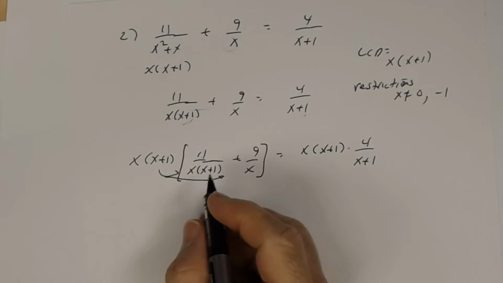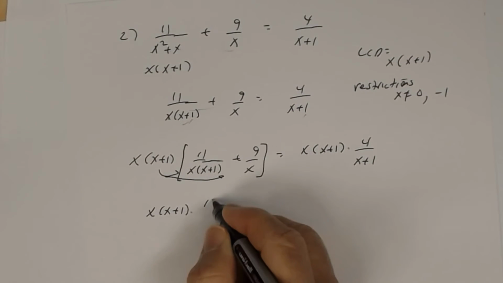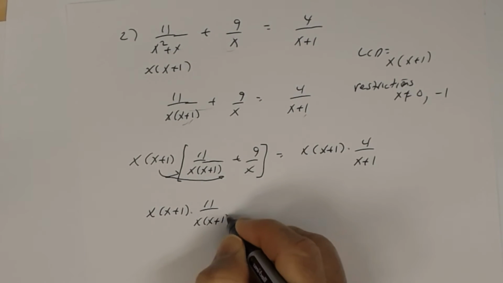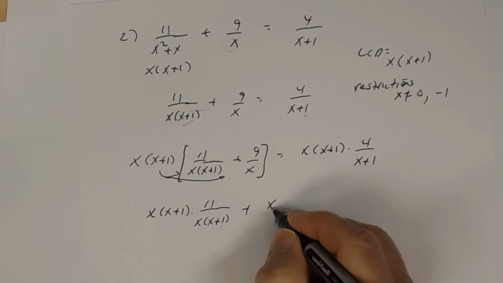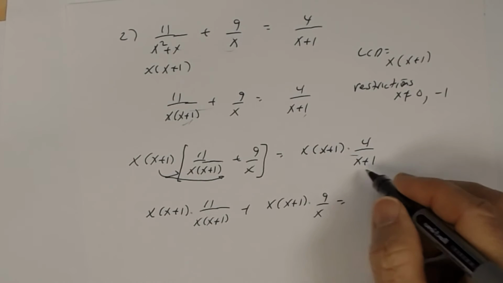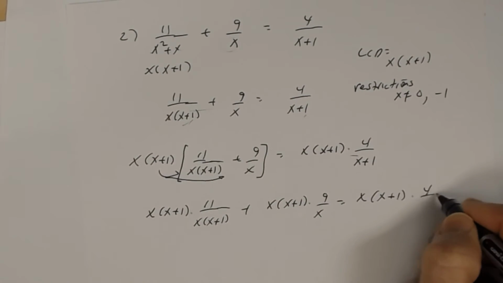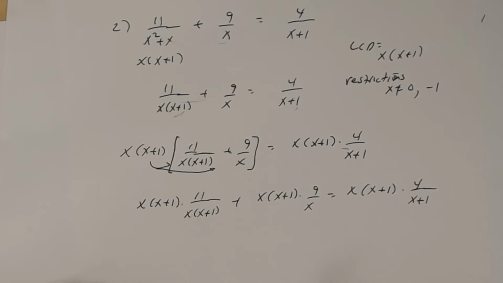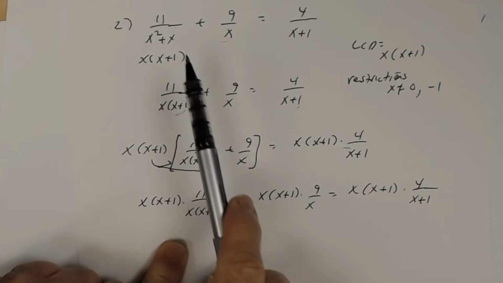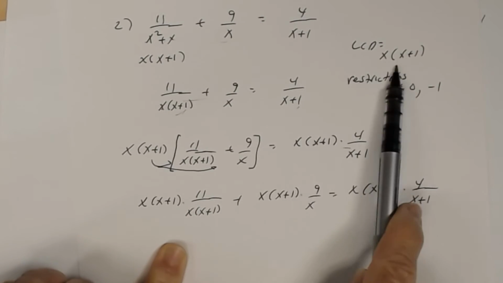You distribute first. So you get x times x plus 1 times the first fraction plus x times x plus 1 times the second fraction equals, I'm just going ahead and rewriting this over, x times x plus 1 times the fraction on the right hand side. So basically what you're doing, and that's the idea, remember, is to multiply each of these rational expressions by the LCD, and that's what I did.